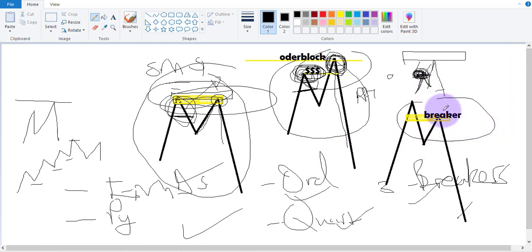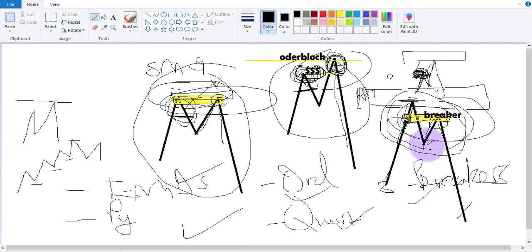Then we have this pattern where we are having a breaker. So what happens is we are having an order block up here, then we are having price going towards the order block, retesting the order block, then breaking some order block in this area, which now becomes a breaker, then coming and retesting the breaker, thereby forming a second leg lower than the first leg.